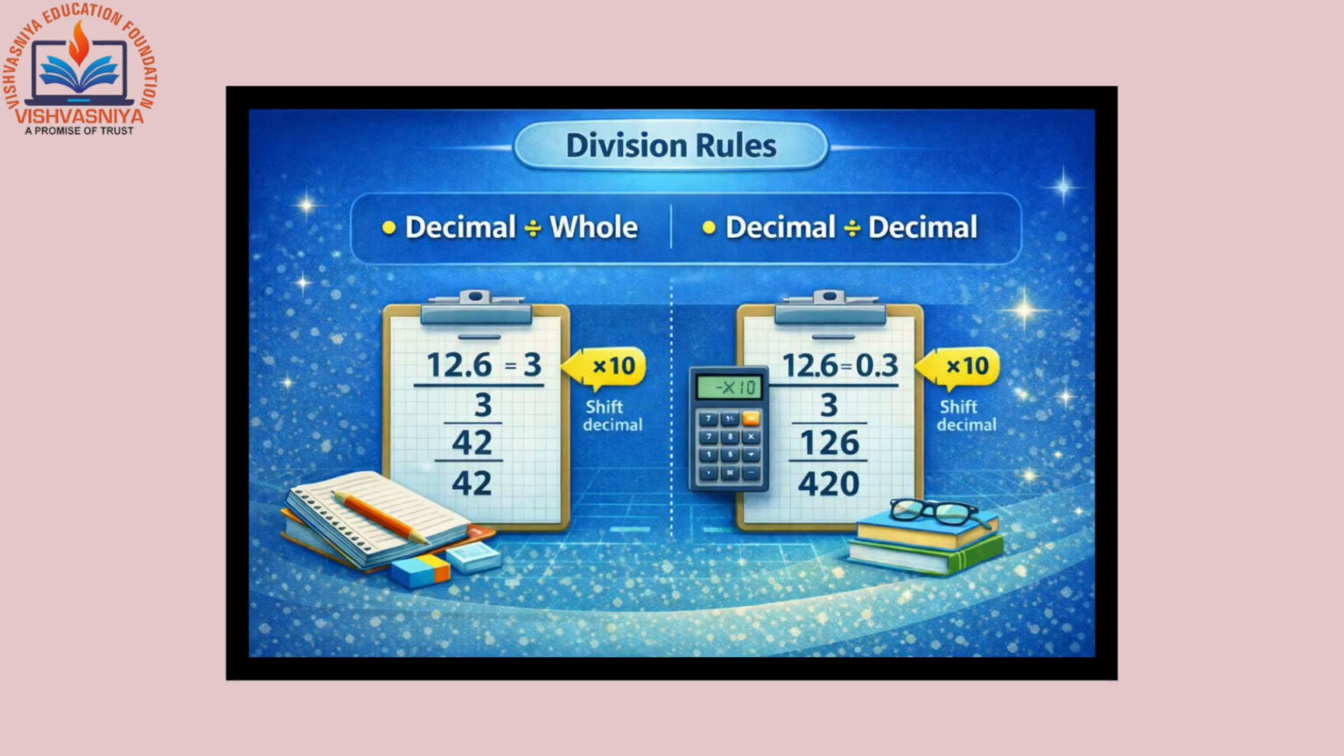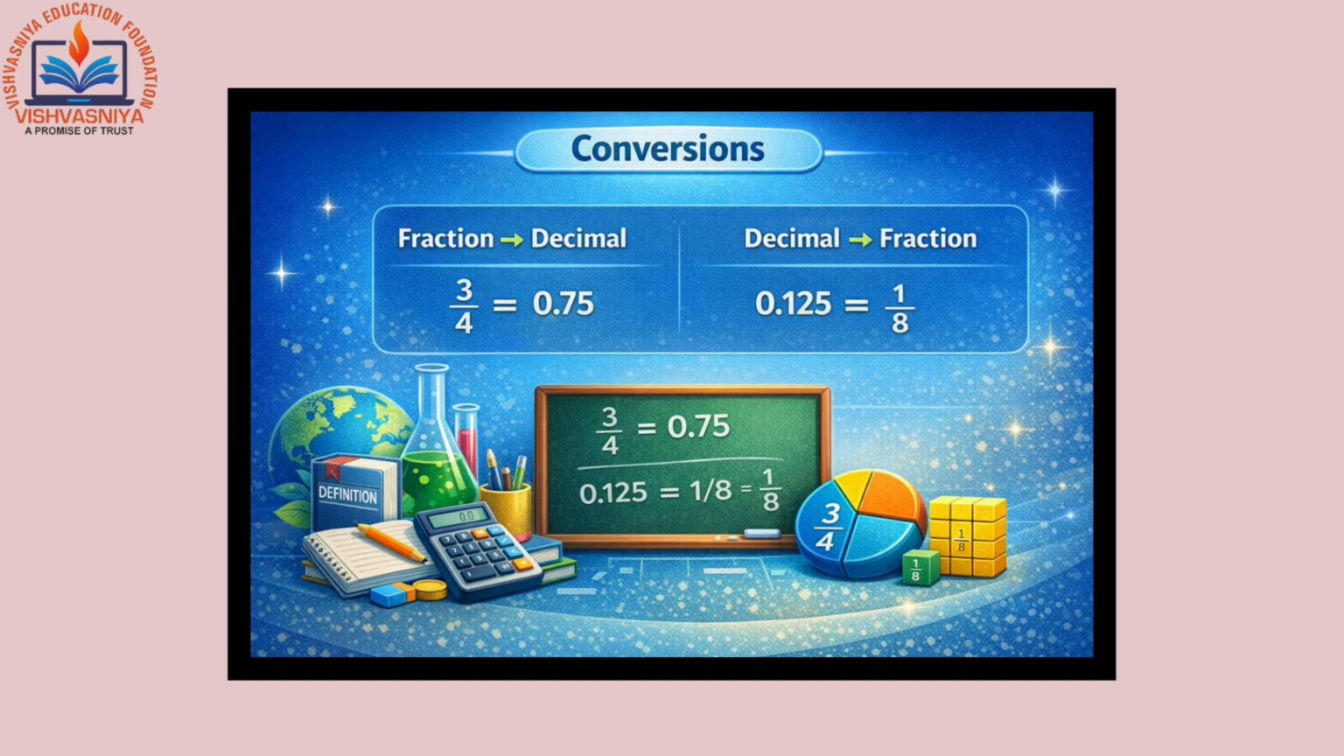When dividing decimals, if dividing by a decimal, multiply both numbers by 10 or 100 to make the divisor a whole number. Then perform normal division. Fractions can be converted to decimals by division. For example, 3 divided by 4 equals 0.75. Decimals can also be converted to fractions by placing them over 10, 100, or 1000.